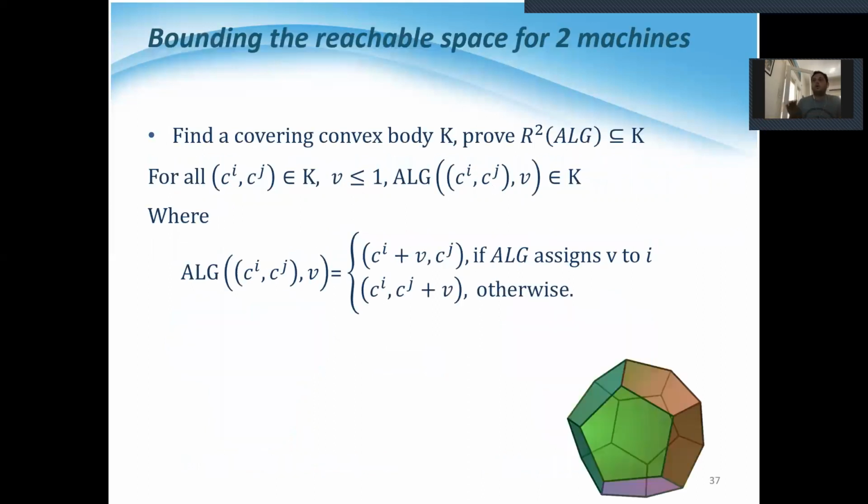And now if I go back to how to bound this reachable space of two machines, one technique is to find a covering convex body K, and prove that the reachable space is contained in K by proving a closure property. In other words, I will prove that for any starting point in K and any feasible vector V, that means with coordinates less than 1, after I assign V to the configuration Ci Cj using ALG, I will stay in the convex body.